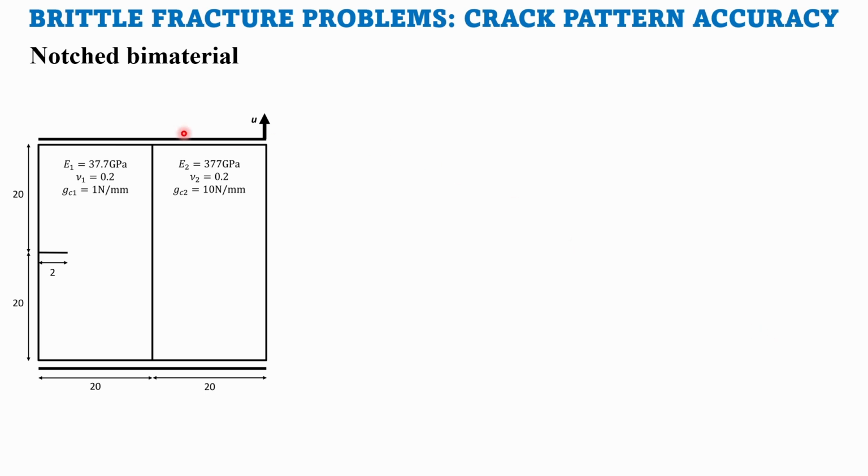The last example is a notched bi-material. So you have a specimen again, but you have two materials. One, you have a weaker material where this E1 is lesser than E2. Here you have the tougher material. Here you have the weaker material. The GC is also weak. Here the GC is more. E2 is more. E1 is less. Okay. And you have a notch in the weaker material. And you pull it in tension. So what do you expect?